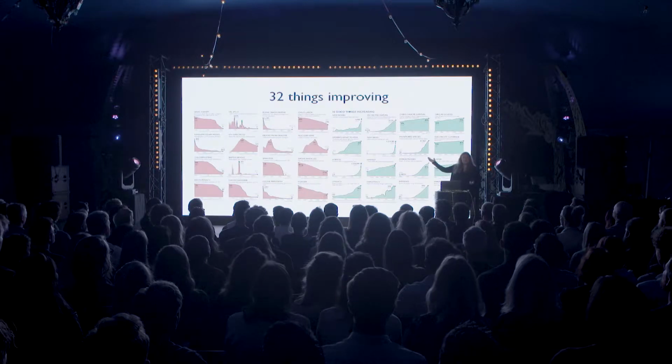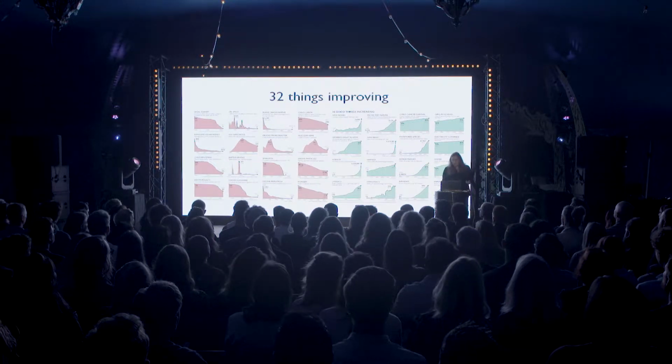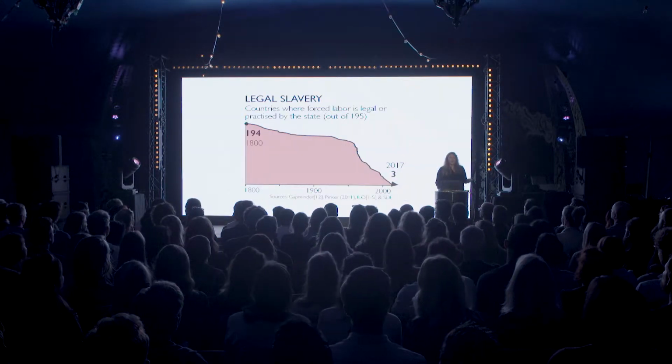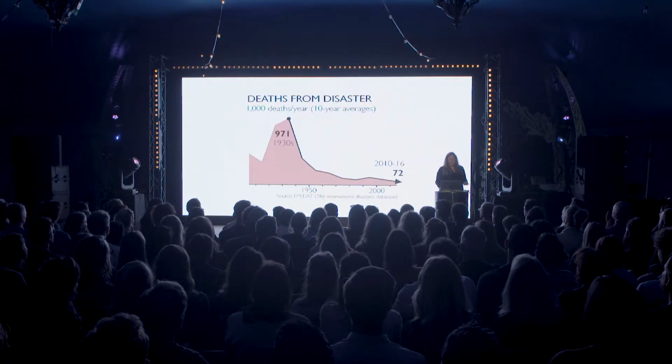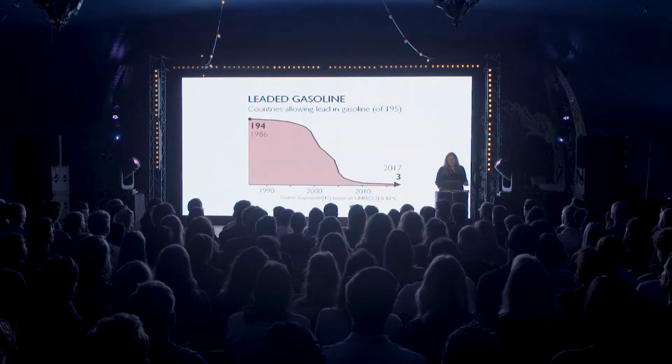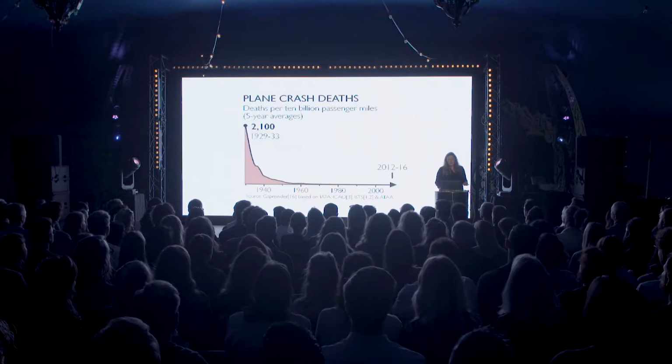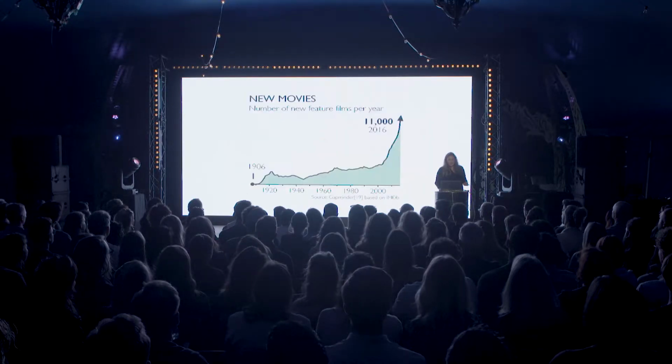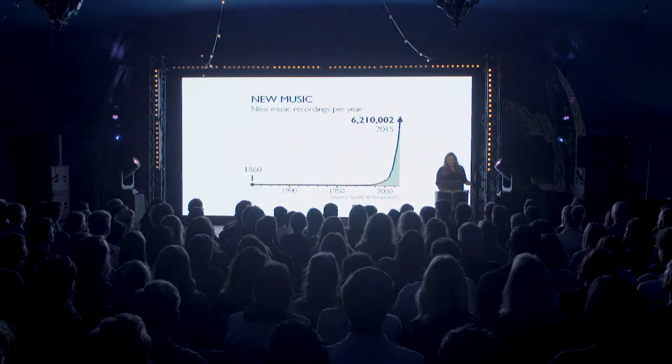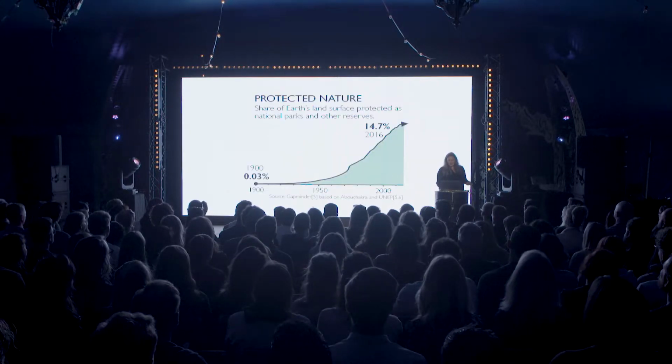So here are some examples of things that have actually improved. I'm going to show you briefly. Legal slavery has gone down. Deaths from disasters. Leaded gasoline almost gone. Fewer children dying. Fewer people dying in plane crashes. We have more movies to choose from. We have better immunization. More music. The nature is more protected now than ever.